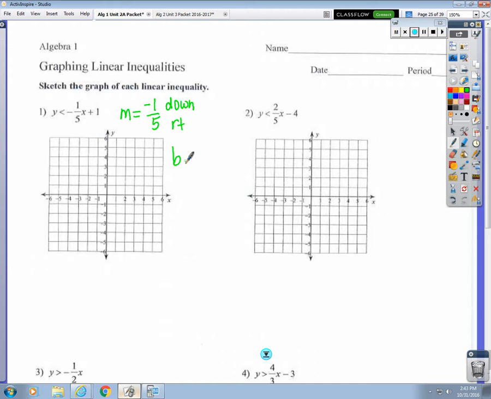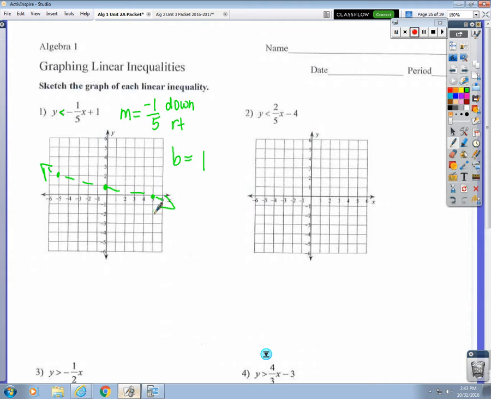What's the y-intercept? Okay, so we start by plotting the y-intercept of 1, and then we go down 1, right 5, or we could have gone up 1, left 5. Now, the difference with inequalities is, since it's a less than sign and there's no equal to bar, you do a dashed line. You don't do a solid line. It's dashed. The reason for that is not every single point is a solution. Some of the points on the line are, but not all of them.